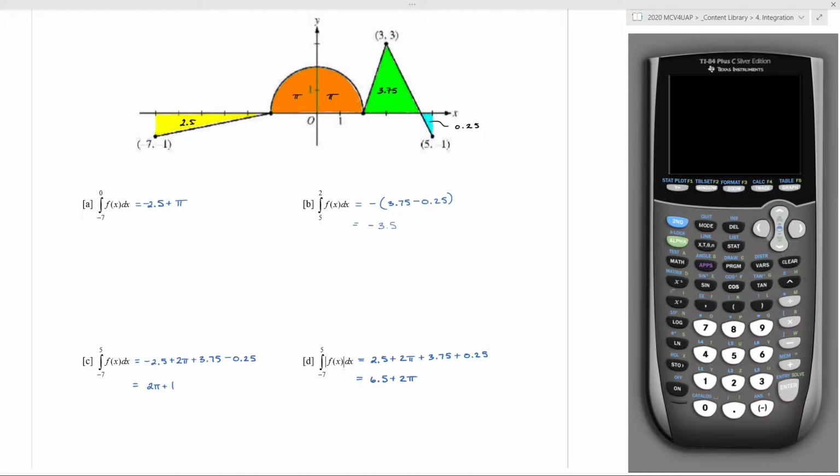Part D, we've seen this before, the absolute value symbol. So the integral from -7 to 5 of the absolute value of x just means that everything is positive. Okay, so all the negative portions get flipped up, and really everything is above the x-axis now. So you would just be adding 2.5 plus 2 pi plus 3.75 plus 0.25 to give you 6.5 plus 2 pi. So that's it. That's how you use areas to evaluate definite integrals.